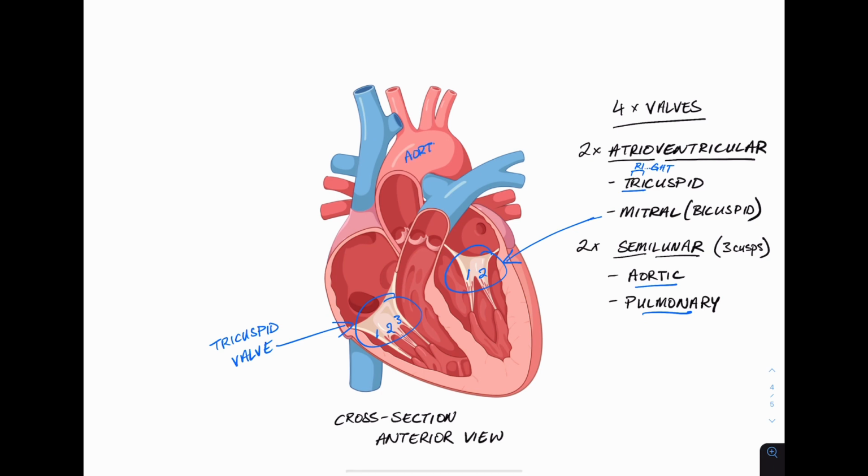Now to the semilunar valves. Both semilunar valves have 3 cusps, and I think that they're really easy to remember because they're named after exactly where they are found. We've got the aortic valve at the base of the aorta, and the pulmonary valve at the base of the pulmonary trunk.